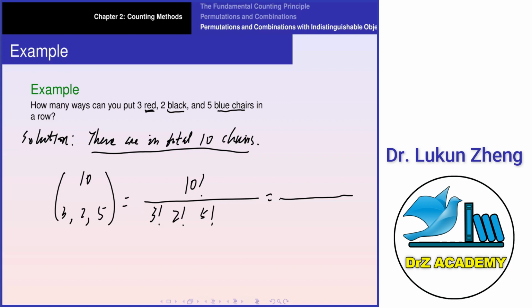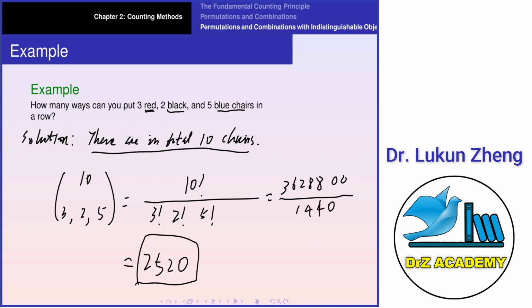10 factorial equals, oh, it's a large number here: 3,628,800. 3 factorial is 6, 6 times 2 is 12, times 5 factorial, which is 120, so that is 1,440. So 3,628,800 over 1,440 equals 2,520. That's the number of different ways you can put these chairs in a row. Very good, thank you.